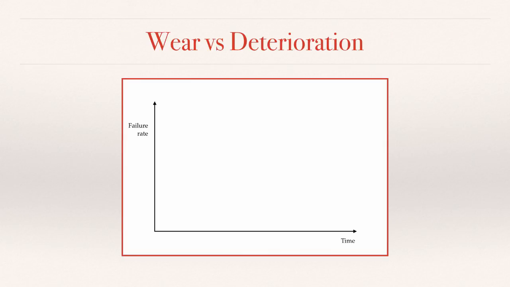Another distinction between hardware and software that Pressman does talk about in the current edition is the one between wear and deterioration. The vertical axis here is the failure rate. So the higher you go on the vertical axis, the more likely your product is to fail. The horizontal axis is time. A typical failure curve for hardware looks like this.